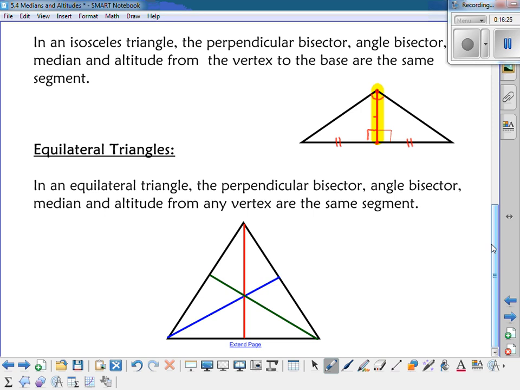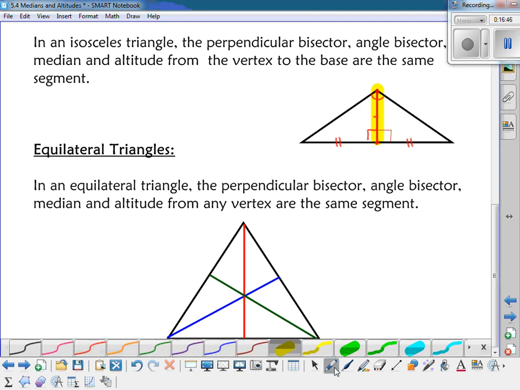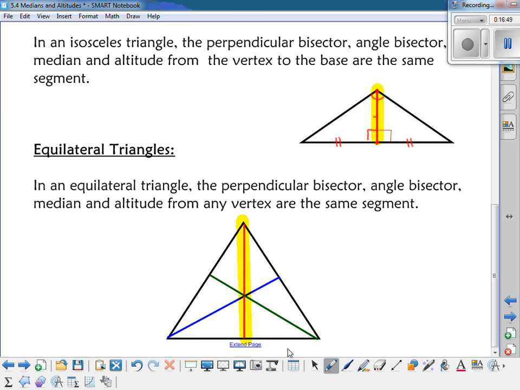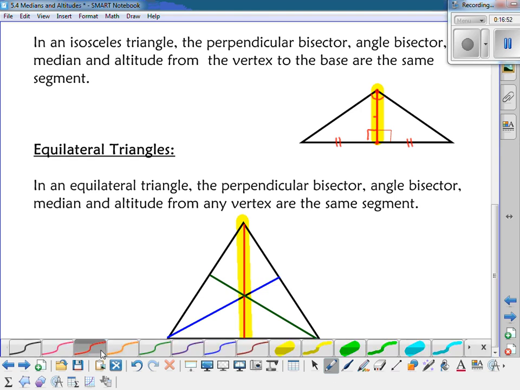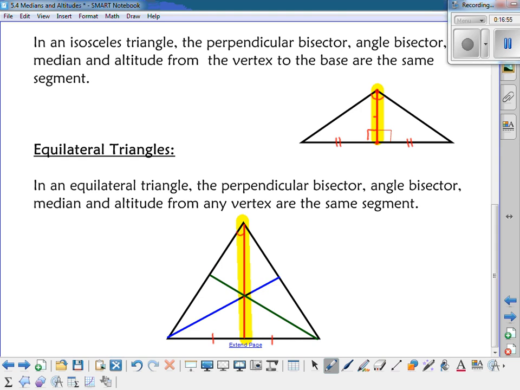With an equilateral triangle, though, now all of the segments have that same property. In an equilateral triangle, the perpendicular bisector, the angle bisector, the median, and the altitude from any vertex are the same segment. So looking at my red line here, it's going to the midpoint and it's perpendicular. And so then these angles are congruent. So all of those are true. It's an angle bisector, it's a perpendicular bisector, it's a median and an altitude. And then I have the same thing over here.